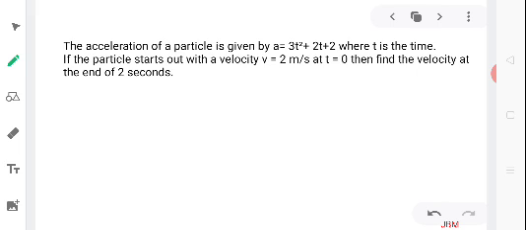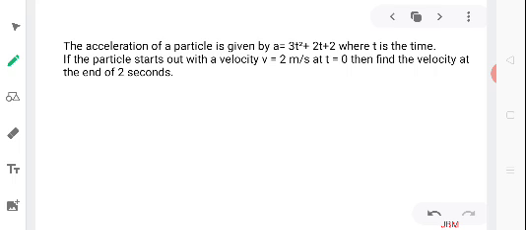Now let's switch over to this question. The acceleration of a particle is given by a equal to 3t square plus 2t plus 2, where t is the time. If the particle starts out with a velocity v equal to 2 meter per second at time equal to 0, then find the velocity at the end of 2 seconds.